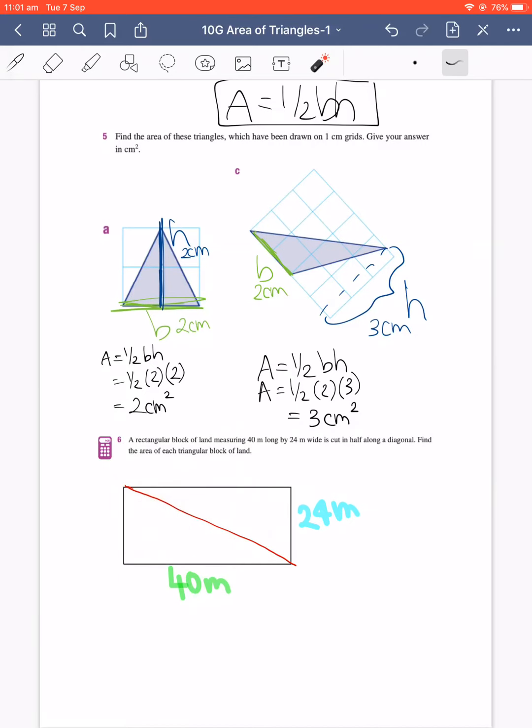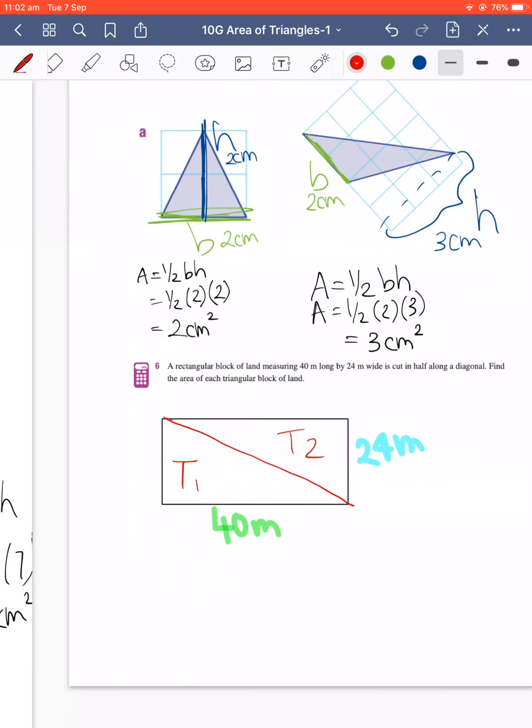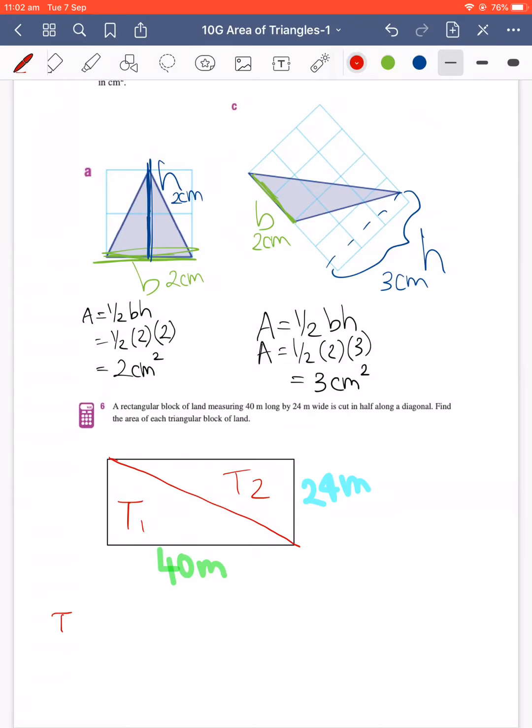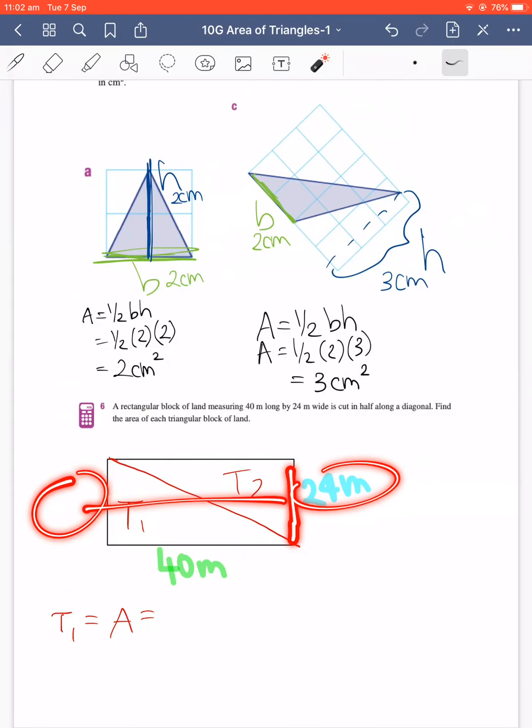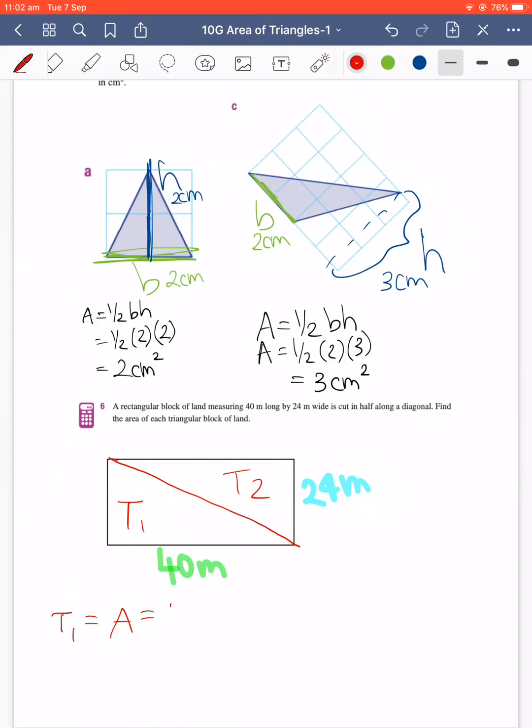So I need to split this up into two parts. This is going to be my first triangle, and this is going to be my second triangle. So for the area of my first triangle, I have my base of 40 and my height of 24, because it's the same as that. Let's substitute that in. So it's half multiplied by 40, which is my base, multiplied by 24. Putting 0.5 multiplied by 40 multiplied by 24 into the calculator gives me my answer of 480 meters squared.